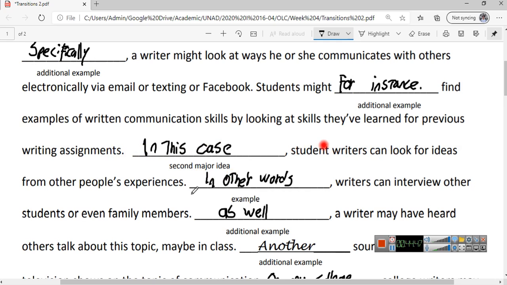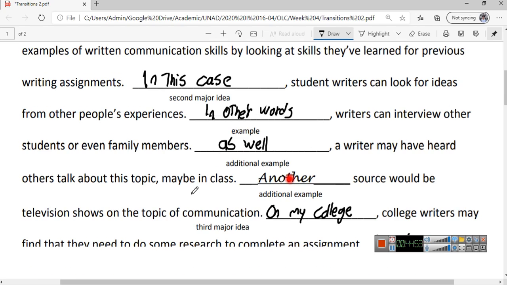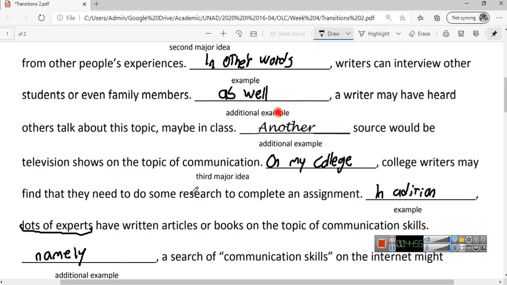In this case, students, writers can look for ideas from other people's experience. In other words, writers can interview other students or even family members. As well, this one doesn't sound good. As well, a writer may have heard about talk about this topic maybe in class. Writer can interview other students or even family.